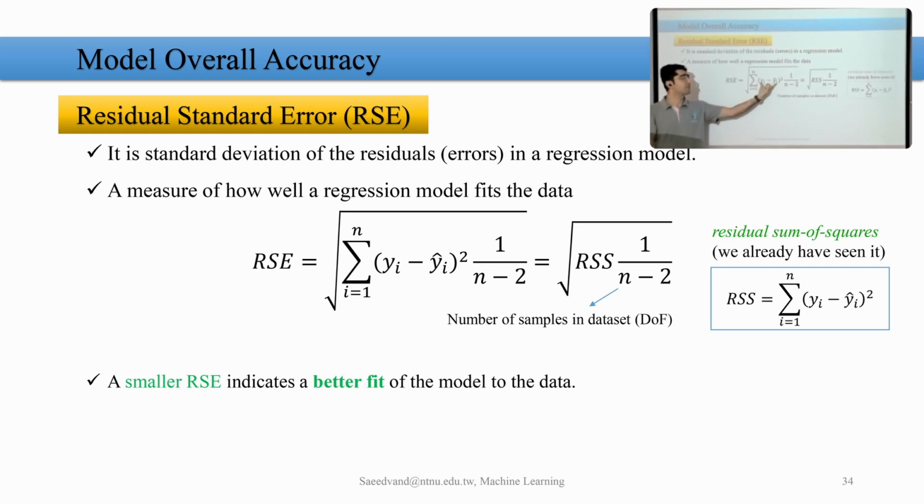So the sum of the square of the differences of those times 1 over n minus 2. Here n is the number of samples in the data set that we have, the degree of freedom, DOF. We already defined it in previous slides. So this first part, if you have a look, we already know it. This sum is already indicating RSS, the residual sum of squares, that the equation was here. We discussed it at the beginning. So we can then simply write the square root of the RSS times 1 over n minus 2.